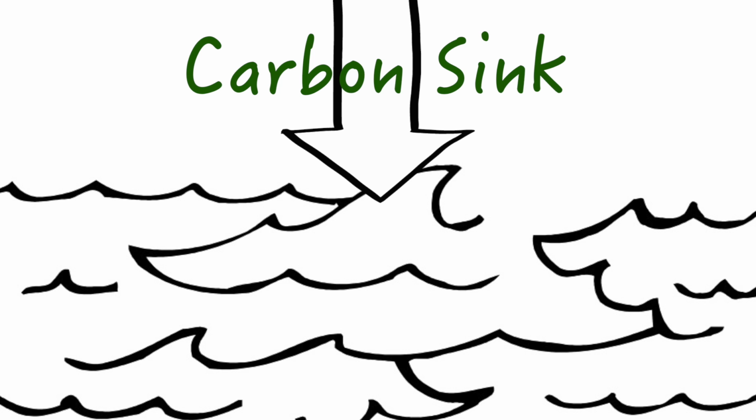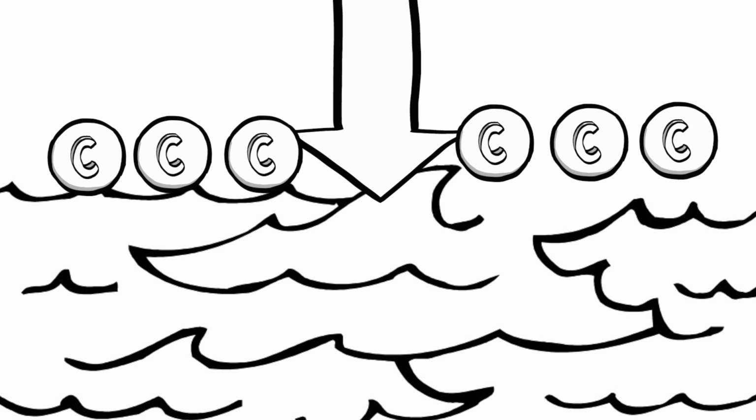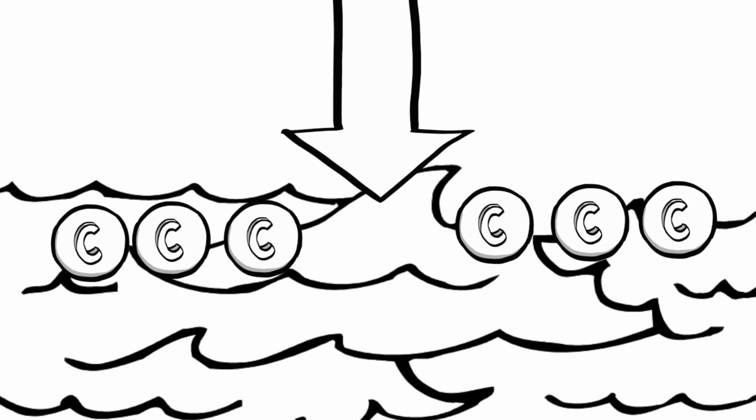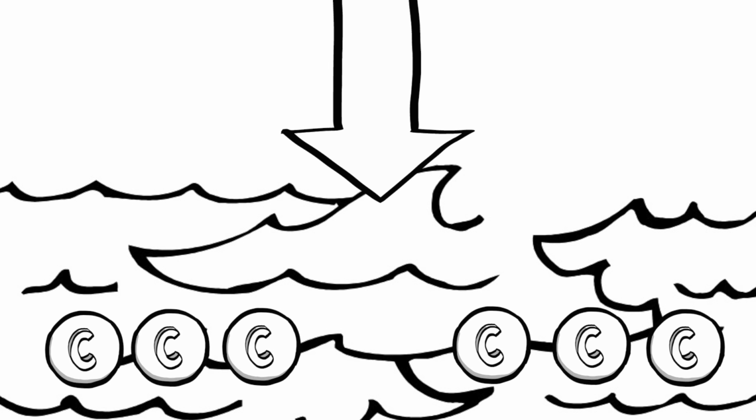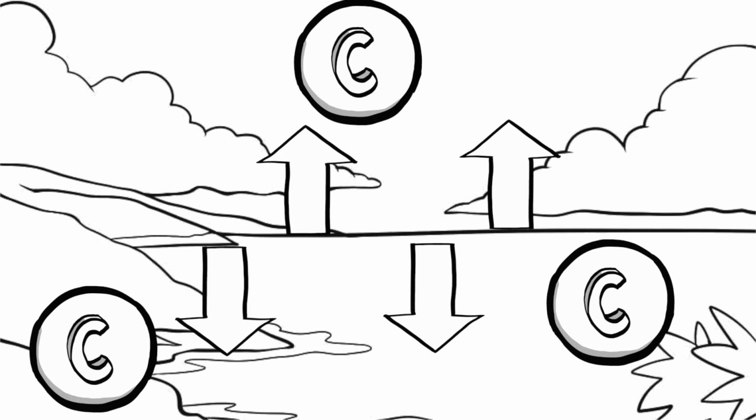The Earth's oceans are also an important carbon sink since carbon dioxide from the atmosphere dissolves in the surface waters of the ocean and can become stored in the sediment on the ocean floor. All sources and sinks make up the carbon cycle.